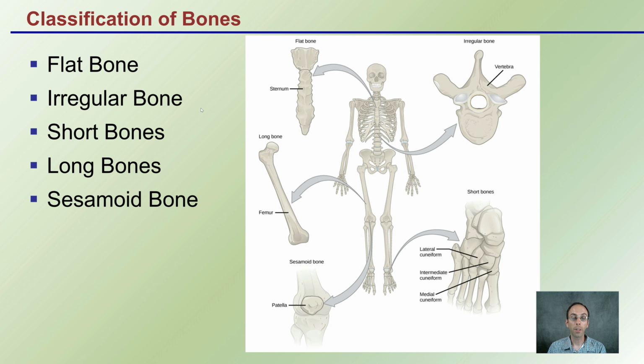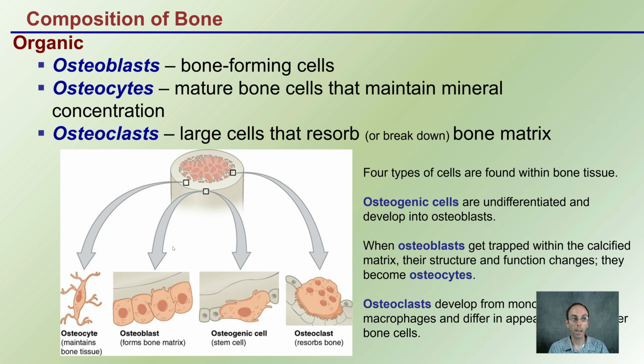There are different classifications of bones. There's flat bones, irregular, short bones, long bones, and sesamoid bones. They're just helpful classifications, and a lot of them make sense. Flat bones are flat. Irregulars are those oddly shaped ones. Short bones, long bones, and the sesamoid bones here are like your specialty bones, as we see in the patella or kneecap.